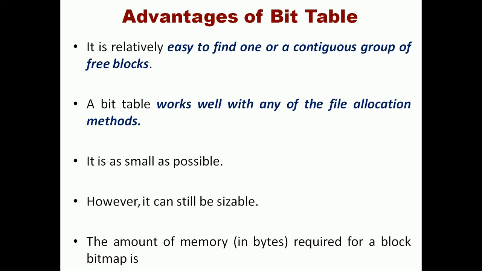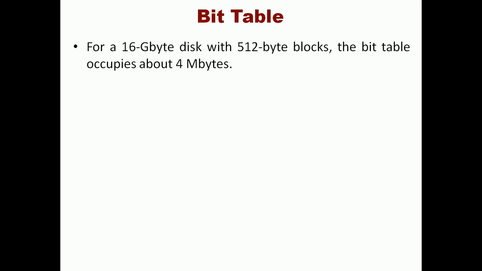It can be sizable. The amount of memory required for the block bitmap is the disk size in bytes divided by 8 times the file system block size. For example, a 16 GB disk is divided into blocks with a size of 512 bytes. For this, the bit table length is 4 MB.